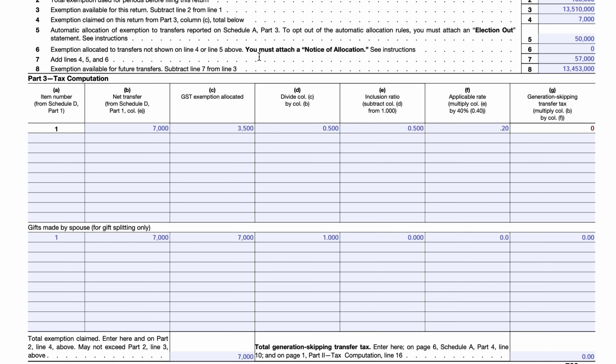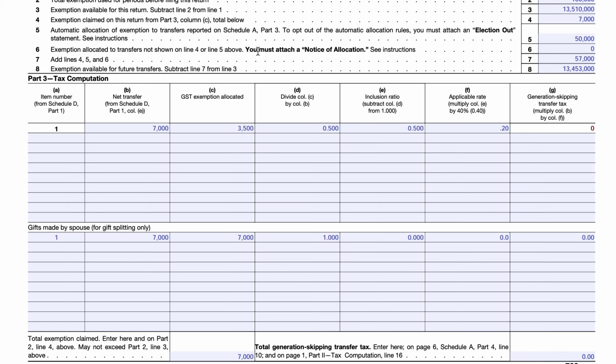Automatic allocation of exemption to transfers reported on Schedule A, Part 3. So these are the indirect skips, the transfers to trust. Under the Internal Revenue Code, you're automatically allocating any of those exemptions as applicable to indirect skips. You can opt out, but you do need to attach an election out statement, and the form instructions have additional details to do that.